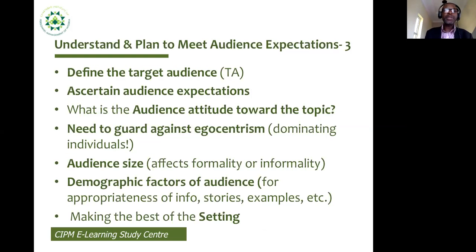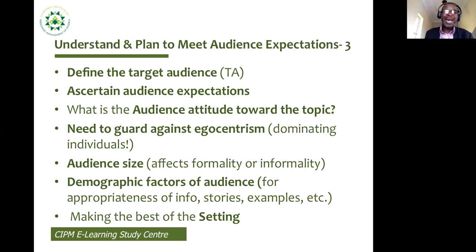And we said some of the other things that can help you to understand and plan to meet audience expectation is that you must define who your target audience is. Be clear. Having done that pre-workshop survey, it will help you ascertain their expectations. And from your pre-survey, or the organizers who invited you for that speech, you can get information about the audience attitude towards the topic. If it's a very sensitive topic, a topical topic that is often debated, you will know, so that you will know also how to address it.